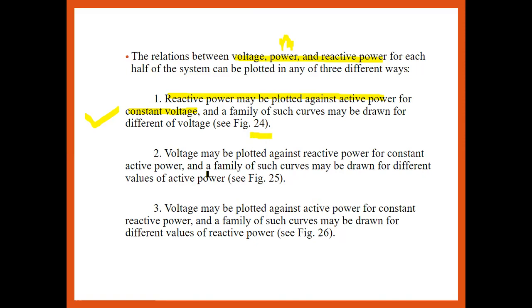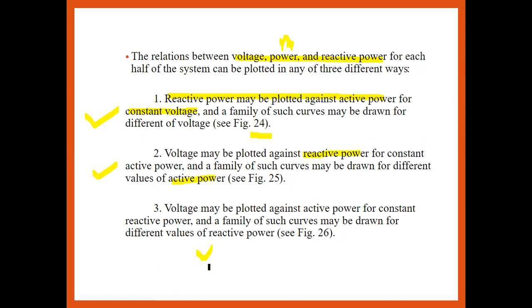Now the second condition case is that voltage should be drawn against the reactive power for constant active power, and a family can be drawn for different values of that active power. And third, the dependent voltage may be drawn against the active power for constant reactive power. So these are the cases.